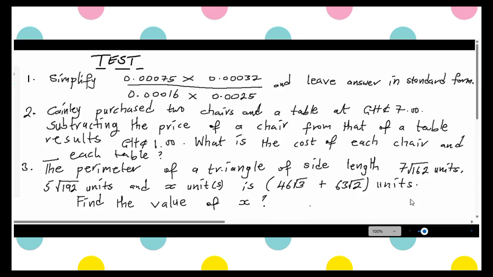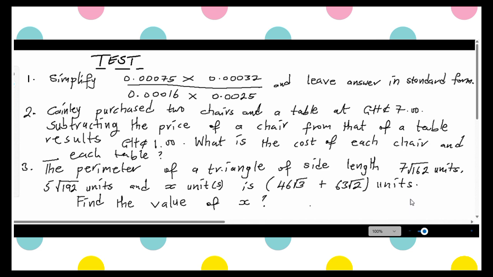is to show how prepared we are for an impending examination. So it is just a dry test, and the first question says that simplify 0.00075 times 0.00032 all over 0.00016 times 0.0025 and leave your answer in standard form.